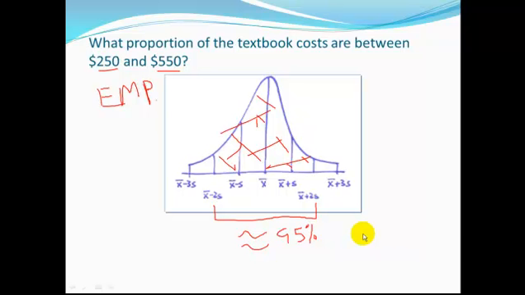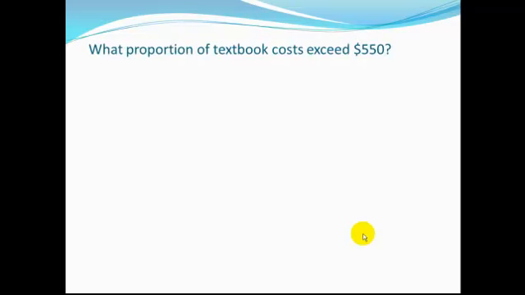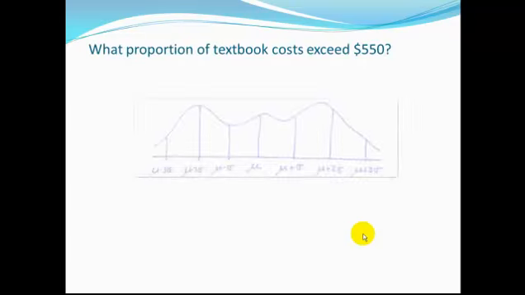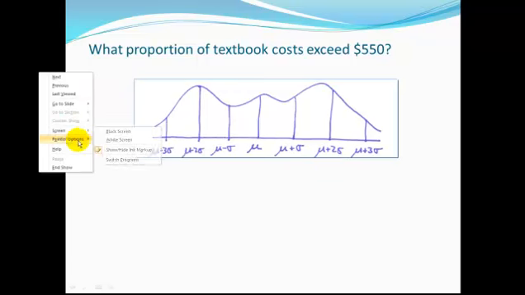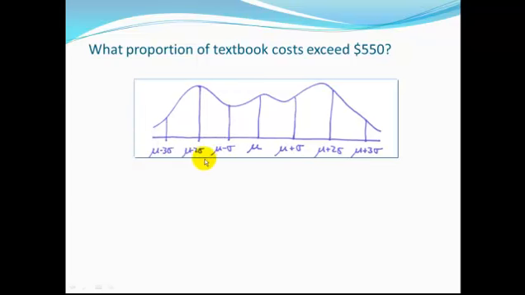Now let me go to question B. And remember what question B looked like? What proportion of the textbook costs exceeded 550? So again, let's go with Chebyshev. And let me get my pen. I'm not a big fan of the pen turning off here, but what are you going to do? Remember, this is 250. And we came down here in the last problem. We said this is 550.